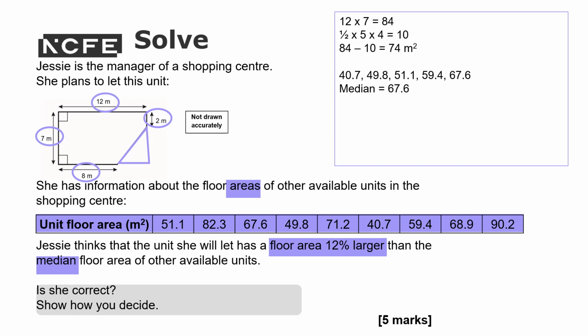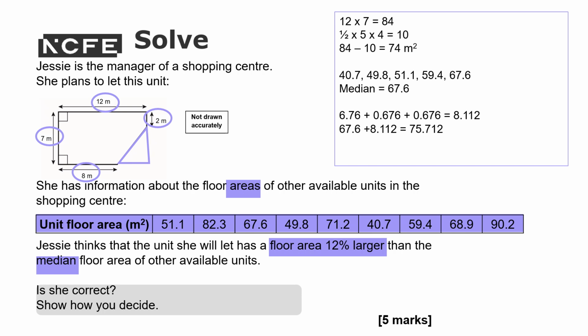And now what I need to do is increase that by 12%. And because this is a non-calculator question, I'm going to do it by finding 10%, and then finding 1% and then adding those together. So 10% plus 1% plus 1% gives me 12%. And so that leads me to 8.112. And then if I add that on to the median, that gives me the median plus 12%, which is 75.712.